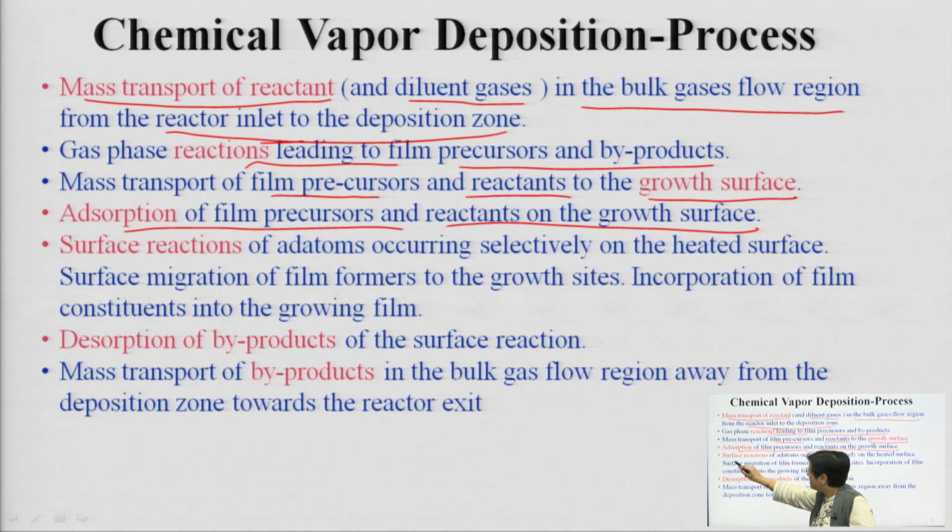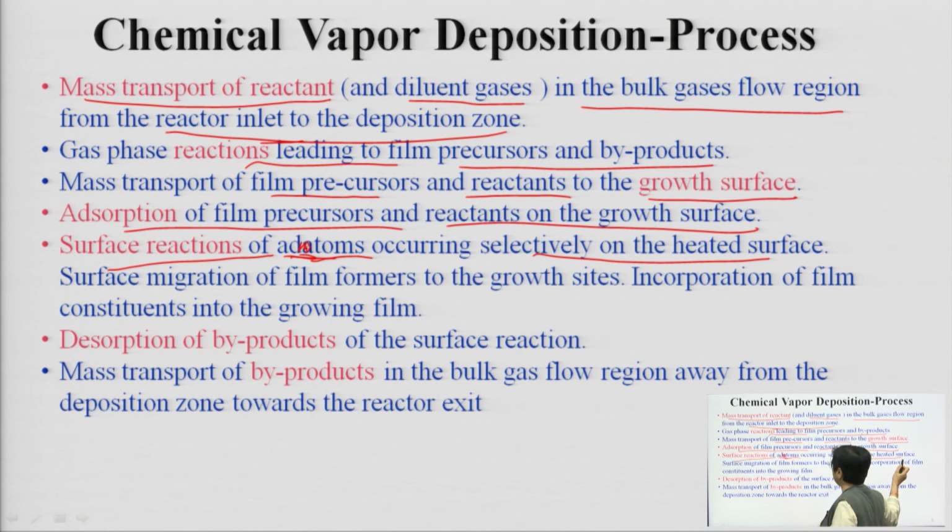That is why you will have growth on the surface. The surface reactions of the atoms occur selectively onto the heated surface. So, whatever the added atoms are, they will react with the surface material and there will be selective growth of the layer or film onto the heated surface. Then comes the surface migration of the film formers to the growth sites, and incorporation of the film constituents into the growing film.